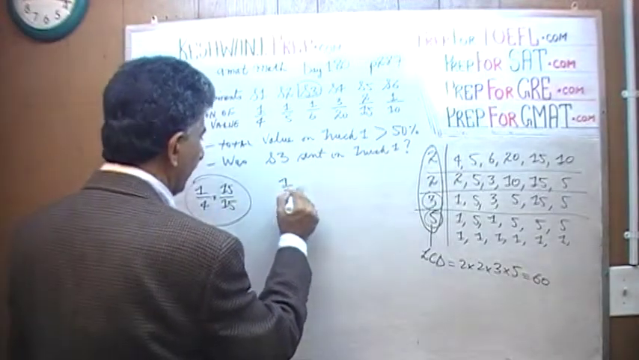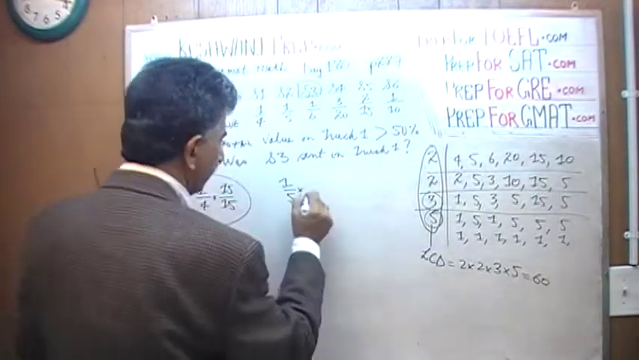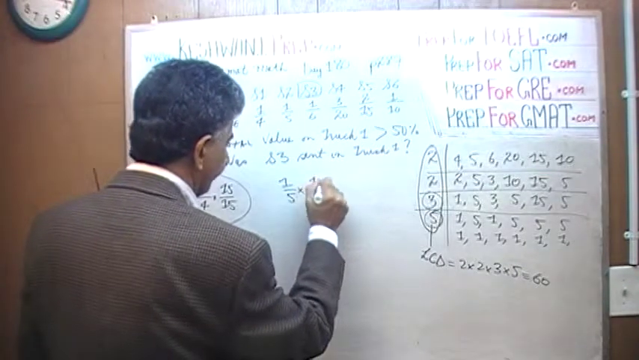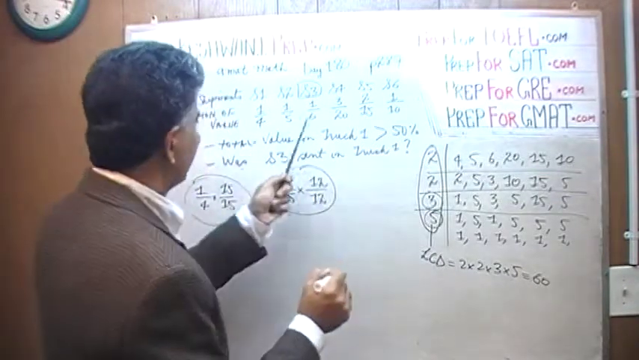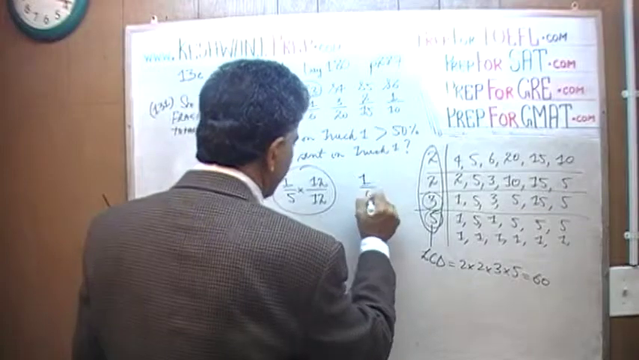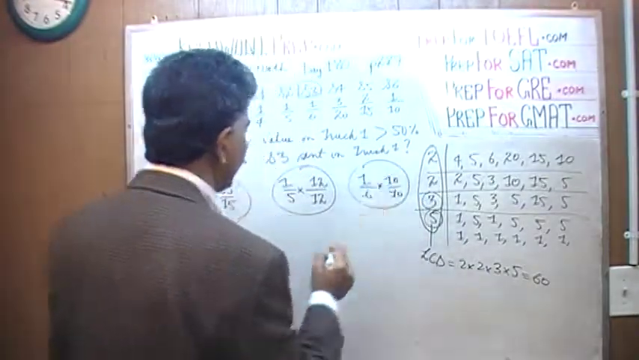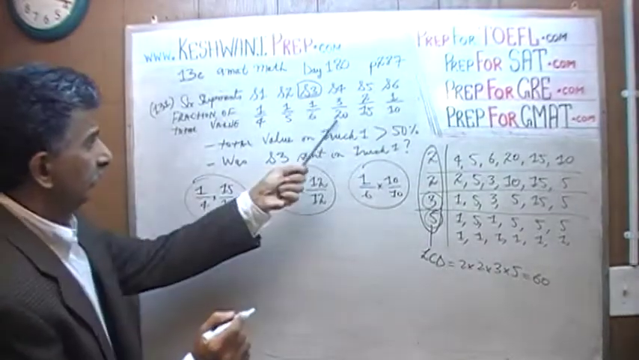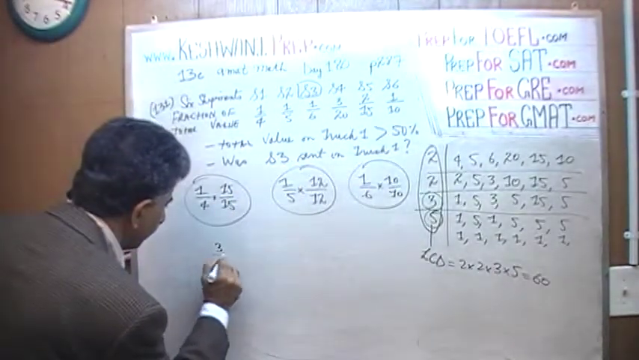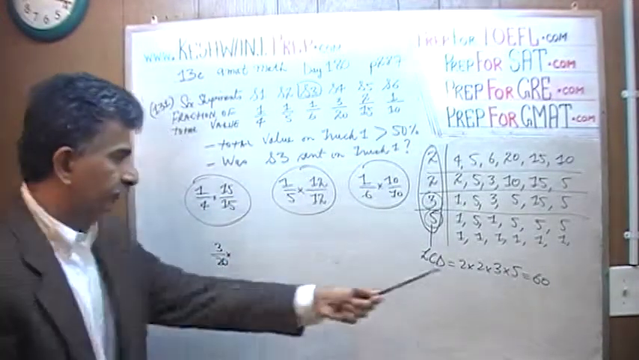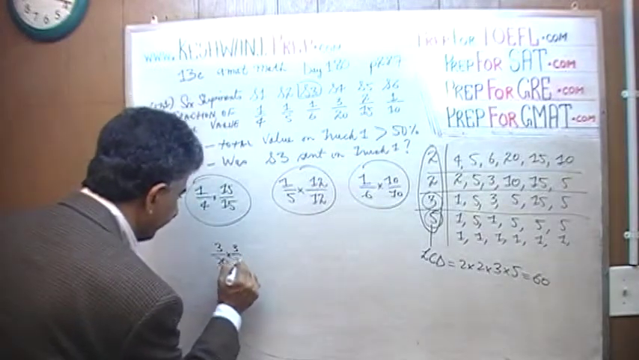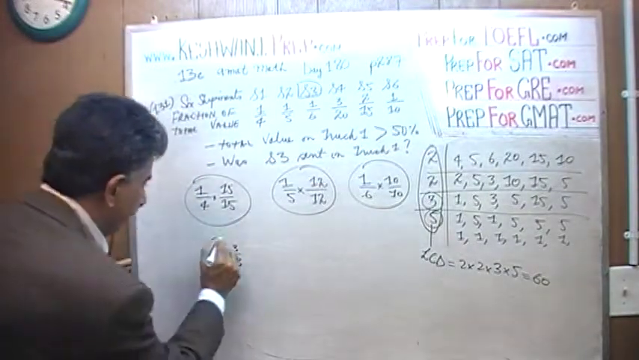Shipment 2 is 1/5. We have to make that into 60, multiply top and bottom by 12. That's our shipment 2. Shipment 3 is 1/6. How do we make it into 60? Multiply top and bottom by 10. That's our shipment 3. Shipment 4 is 3/20. How do we convert 20 into a 60? Multiply top and bottom by 3. It becomes 60 at the bottom.